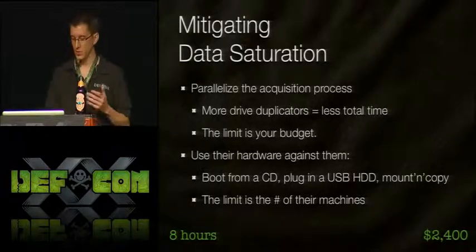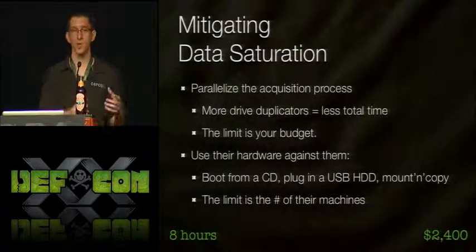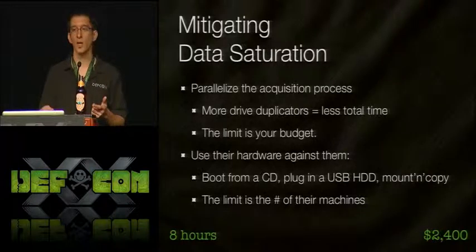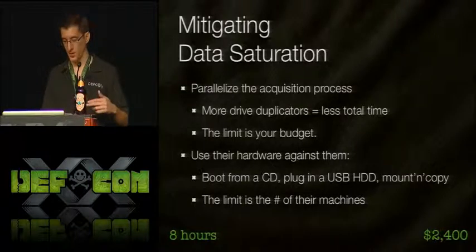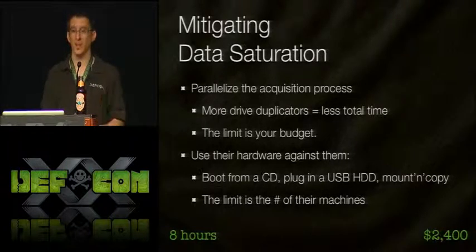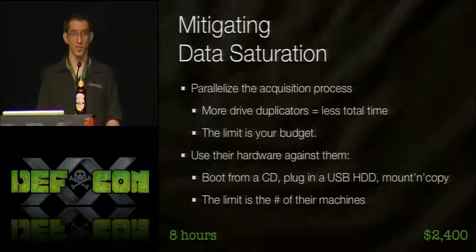The next one is using their hardware against them. If you were to use their laptop or their desktop and boot from your own Linux live CD or your own operating system, once it's booted, you plug in your external hard drive by USB, and once it's plugged in, you can copy all the data directly to your USB hard drive, and you've got all the data there using their own hardware. The limit here is not cost. The limit here is how many computers your suspect has. So this could actually be the same limit that you have in your investigation. You know you need to copy 100 machines. They've got 100 machines. One for one, you're good.